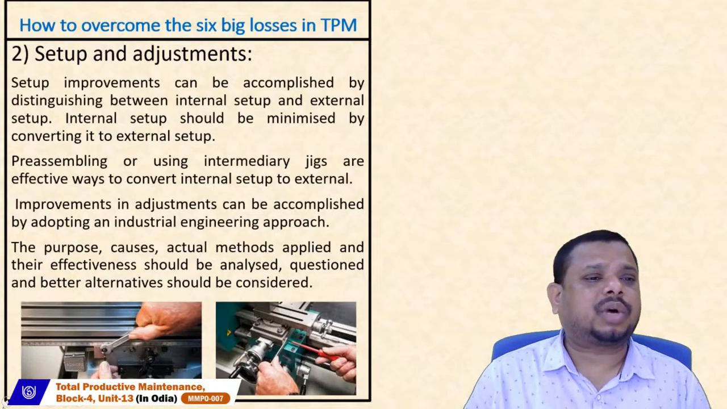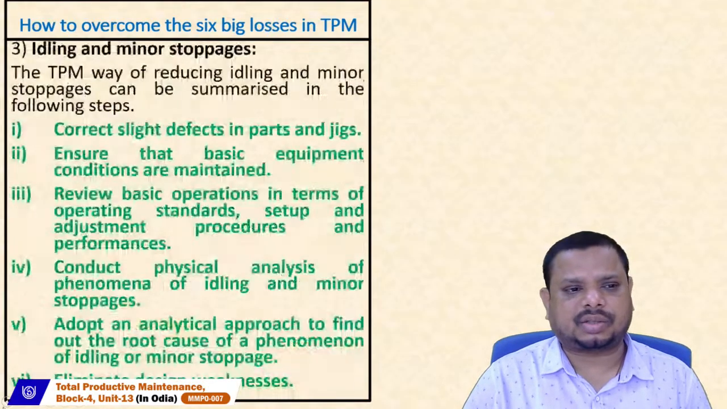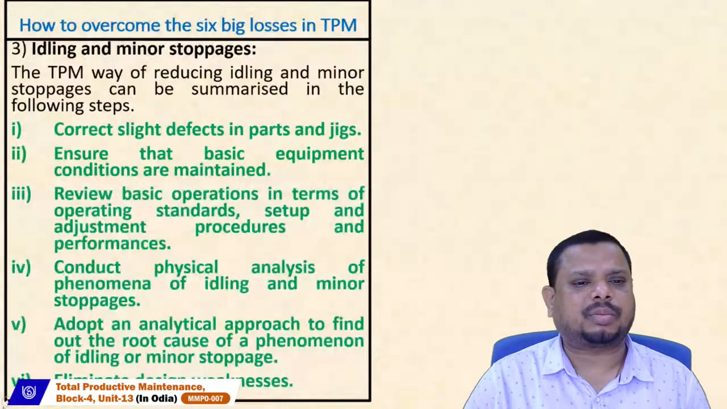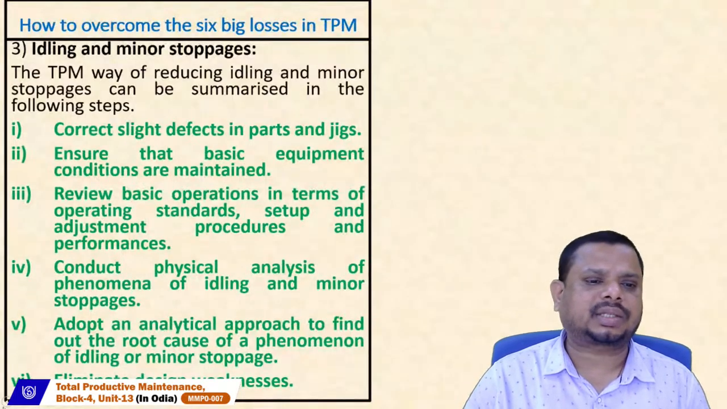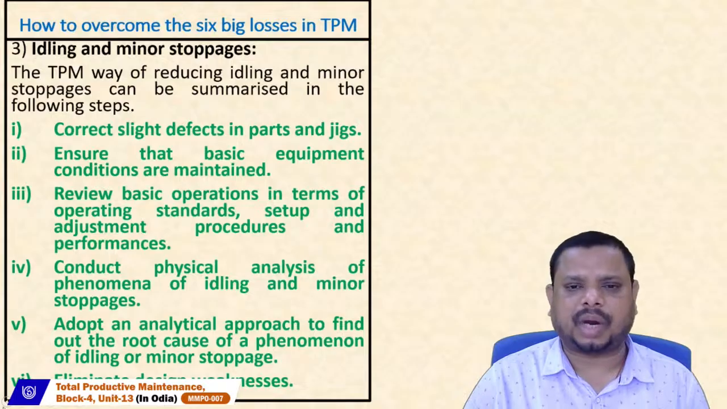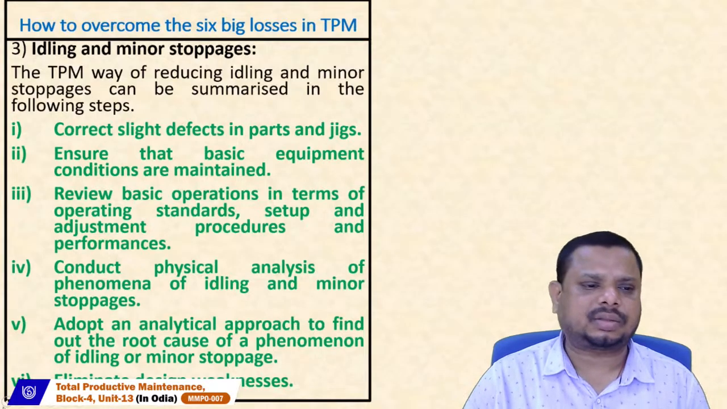Moving to the next one, we have idling and minor stoppage. The TPM way of reducing idling and minor stoppage can be summarized in the following steps. The first step is to correct slight defects in parts and jigs. So if you find any kind of error in a jig or parts, immediately go for corrections. Ensure the basic equipment conditions are maintained.